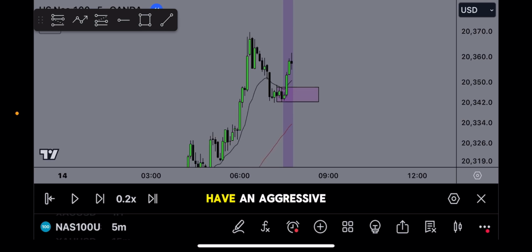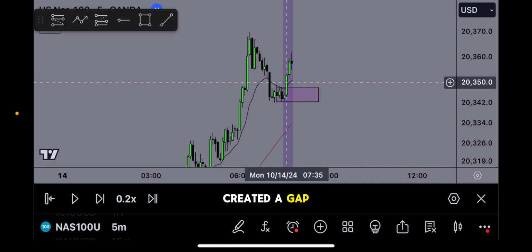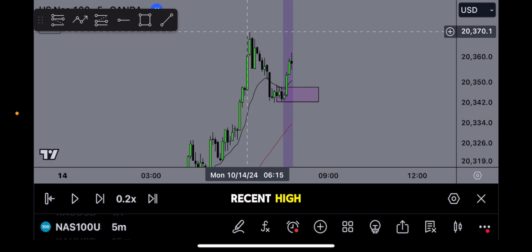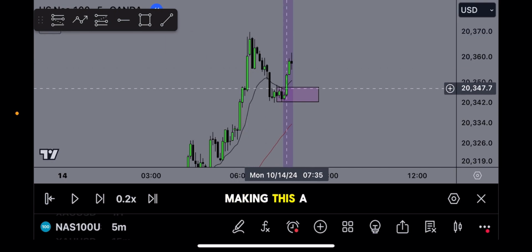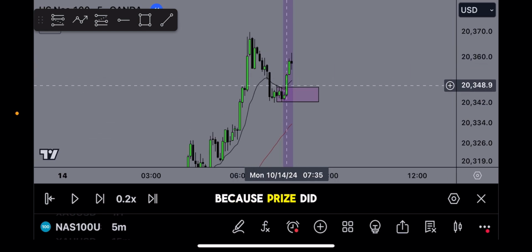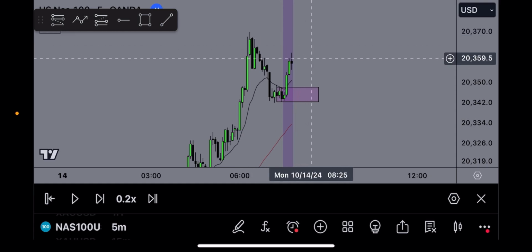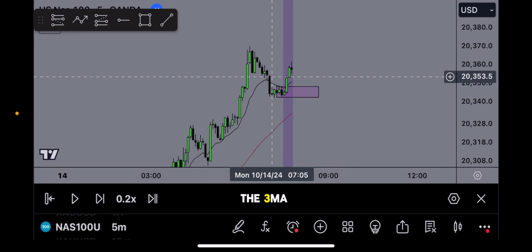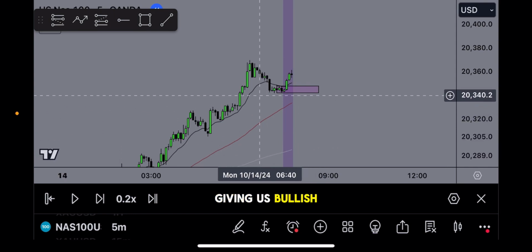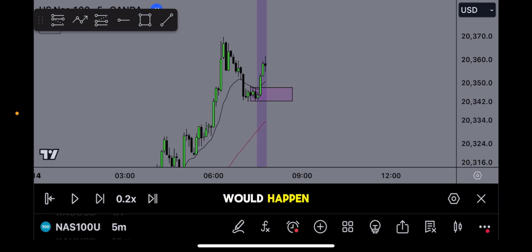Here, we have an aggressive buying, right? And it created a gap. But price did not break the recent high, making this a low probability demand setup because price did not break the high, so it's not giving us indication that it wants to go up. But we have the 3 MAs below us giving us bullish momentum indication. Let's see what would have happened.